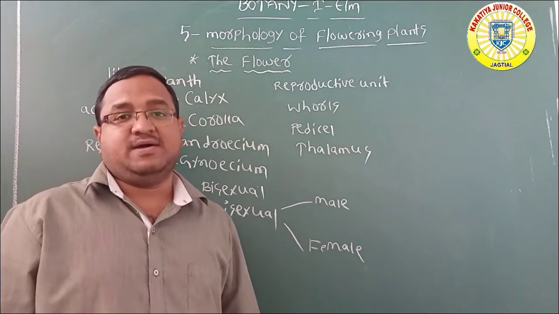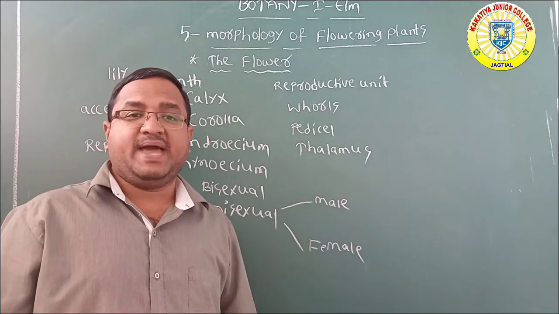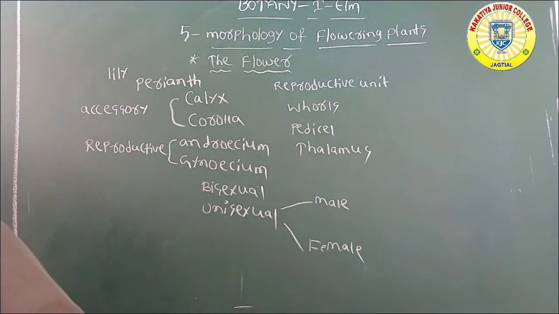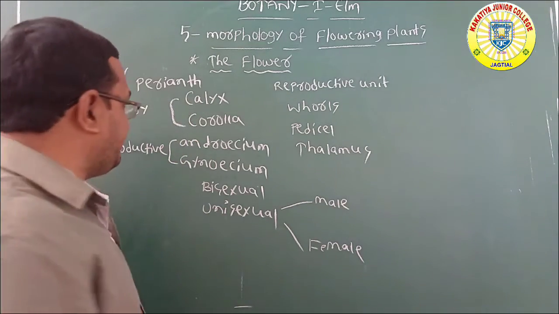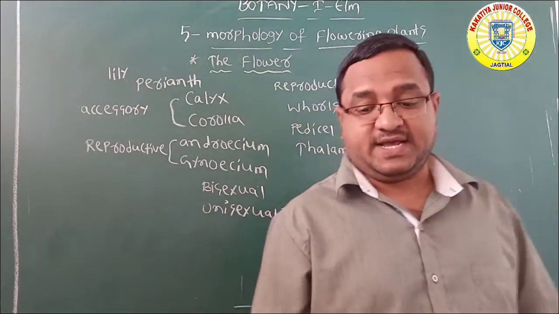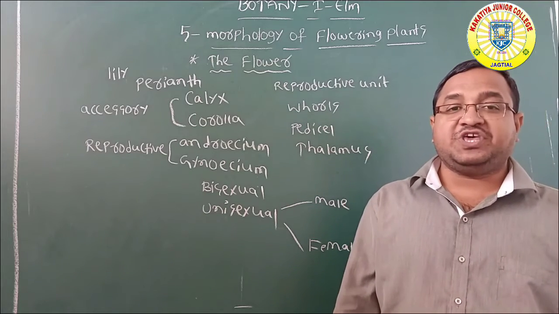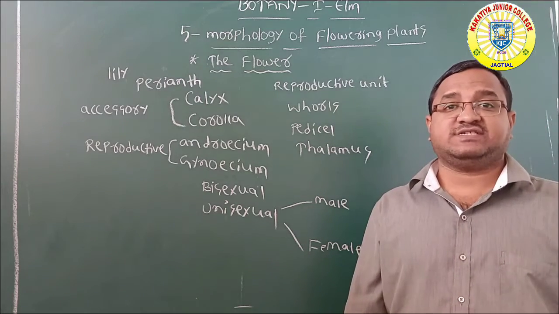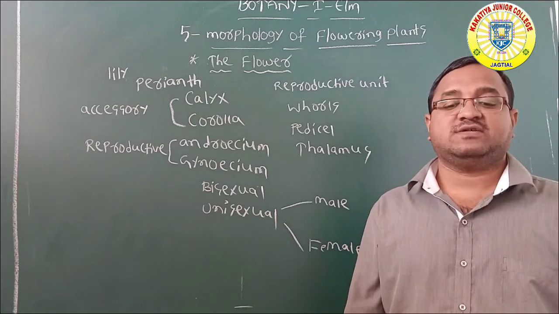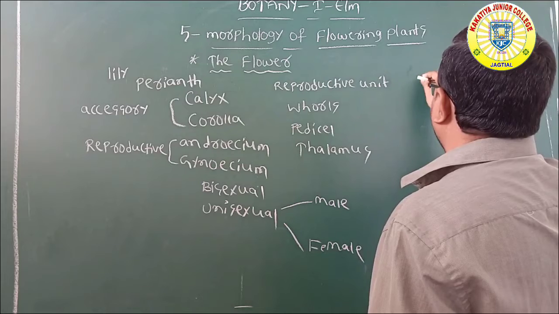And one more thing you can remember: based on symmetry, flowers are mainly three types. But what is symmetry? When a flower can be divided into two equal radial halves, equal half parts. Suppose the flower is actinomorphic.